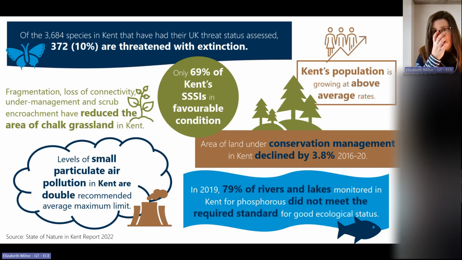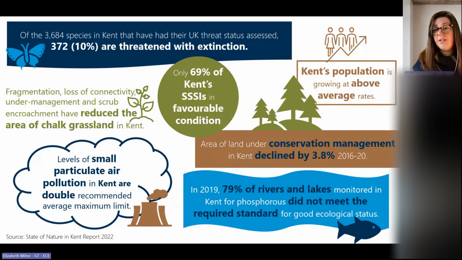And unfortunately, that picture is no different at the local level in our own county, and is very much reflected. Our own State of Nature report in 2022 found that 10% of our assessed species are threatened with extinction, and over 30% of our sites of special scientific interest were found to be not in favourable condition. And when you consider that these are the areas in the county that are home to our most rare and endangered species and should represent our best wildlife and geological sites, it is perhaps not surprising that we have such a stark number of species at risk of extinction.